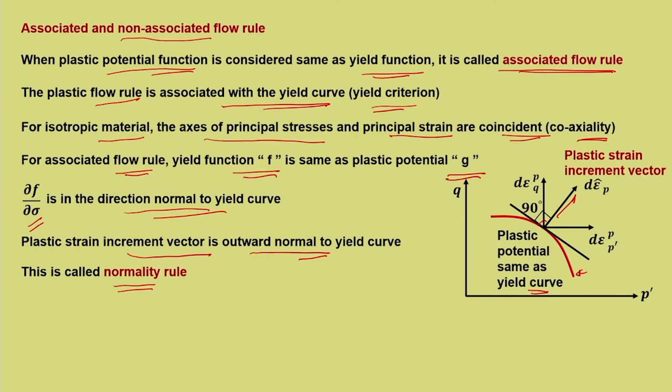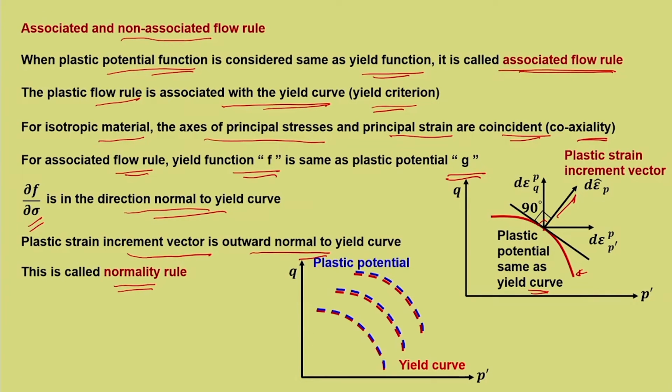What it states is that the plastic strain increment vector, in this direction, is perpendicular to the tangent at this particular point. Such an increment, at 90 degrees, the outward normal to the yield curve, is called the normality rule. That also needs to be satisfied, and hence yield curve and plastic potential are both the same, as you can see, and this is the stress path, and the plastic strain increment vector is given in this manner.